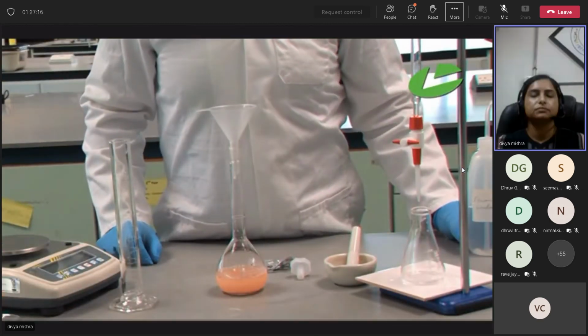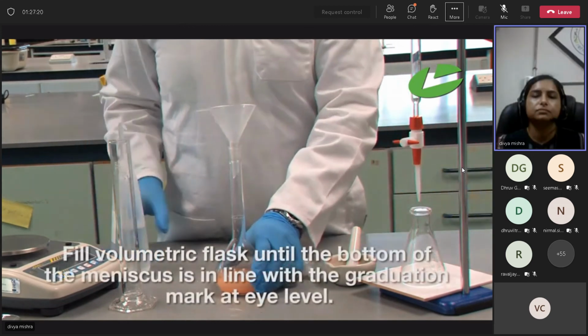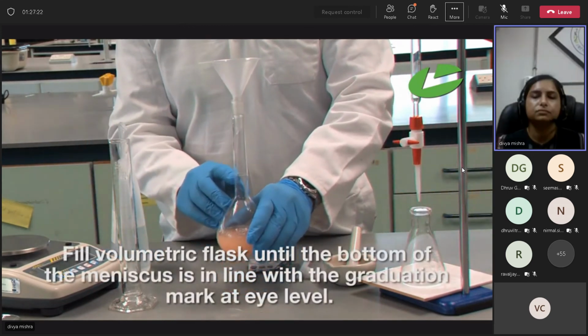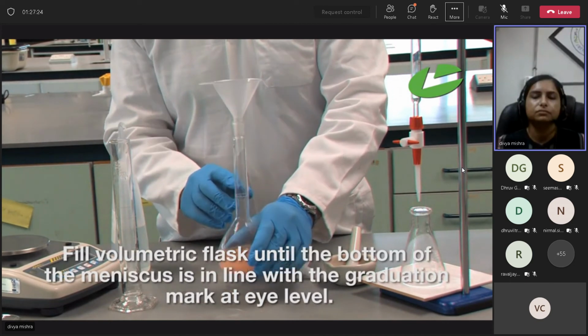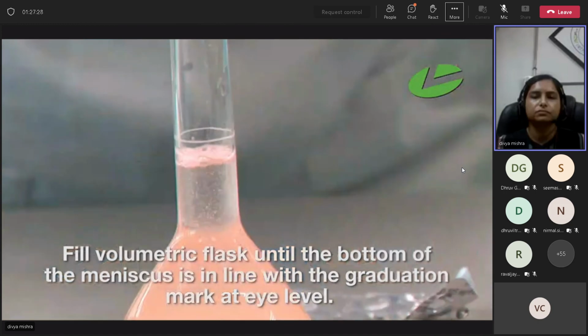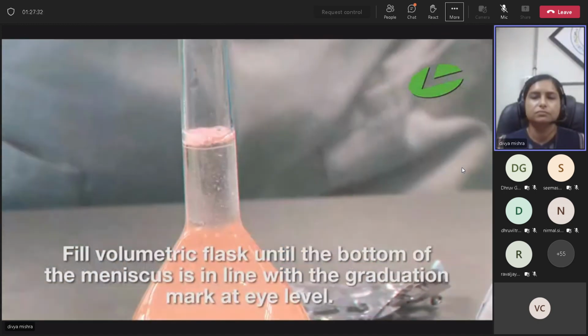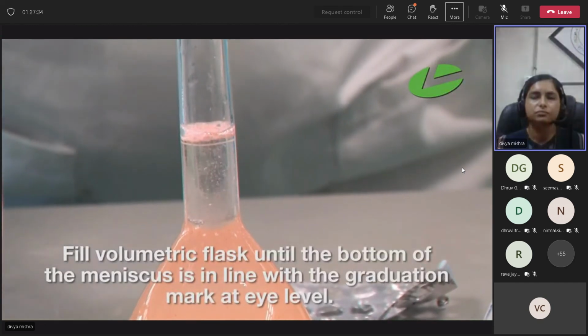Next, using the deionized water, I'll now fill the volumetric flask until the bottom of the meniscus is in line with the graduation mark on the neck of the volumetric flask. Add the deionized water until the bottom meniscus is in line with the graduation mark at eye level.